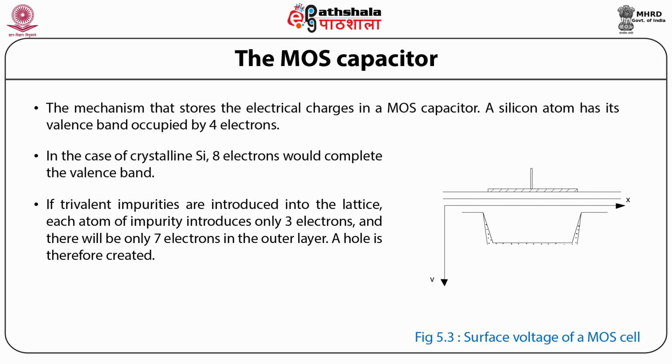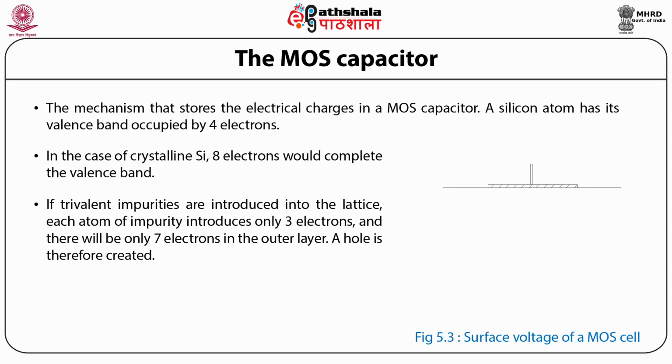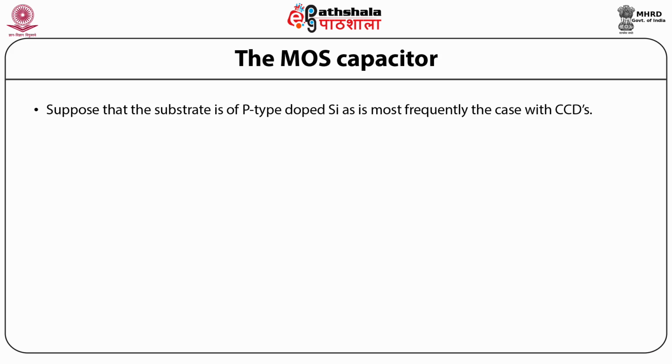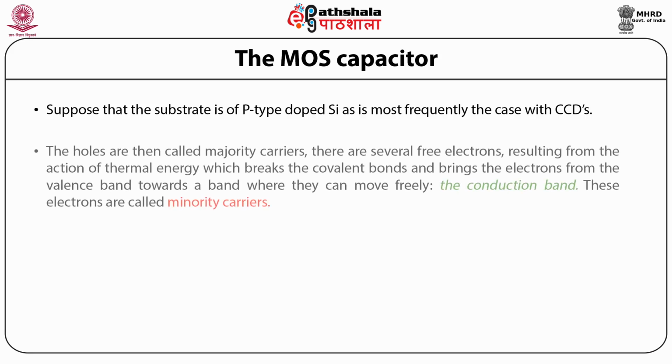The hole is caused by the absence of an electron, and because of the deficiency, we say that the semiconductor is p-type doped. On the other hand, n-type semiconductors are doped with pentavalent atoms, which have 5 electrons in the valence band. Suppose that the substrate is p-type doped silicon, as is most frequently the case with CCDs. The holes are then called majority carriers.